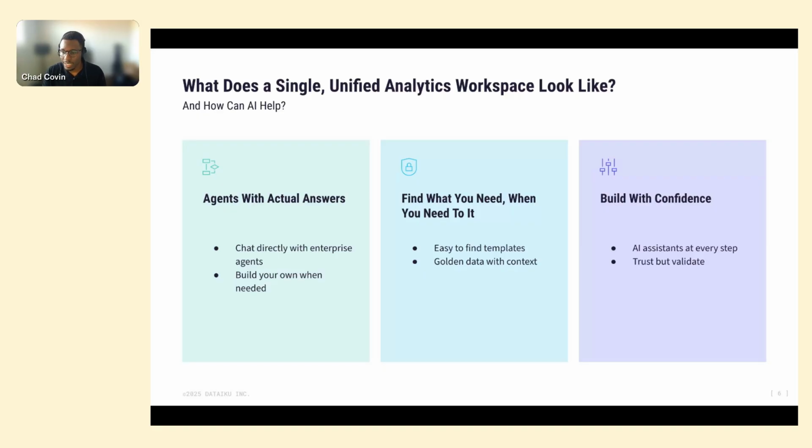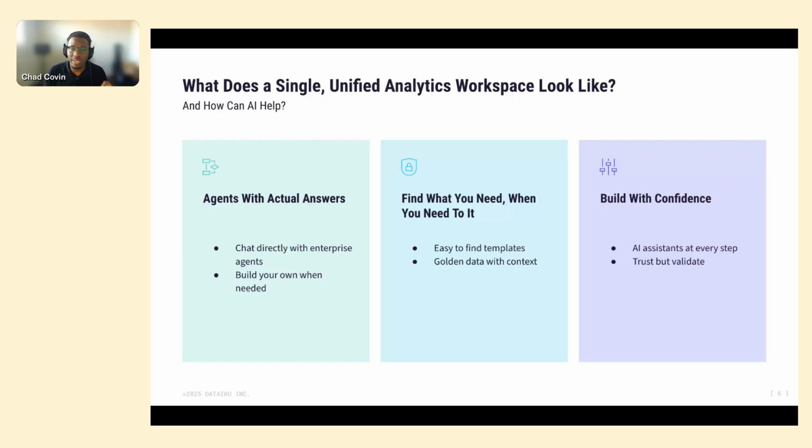For two, you can find what you need when you need it. So this means easy templates, so you're not really starting from scratch every time. It means accessing golden data sets that already have the context and quality checks built in, and the data your organization actually trusts. So now you're not hunting across 5 different systems or second guessing whether you have the right version of that data set. Now everyone is utilizing one single source of truth.